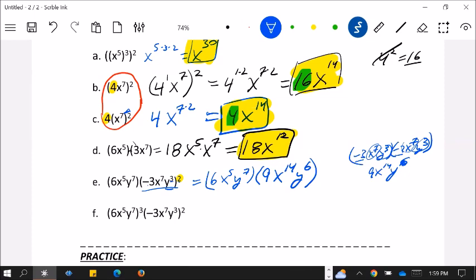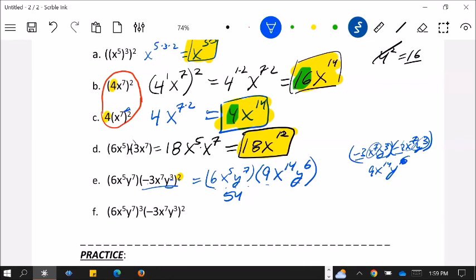All right. Now we would go one step further, and now we'll work with all of these. So we would do 6 times 9 to make it 54. And then the x's, 5 and 4, make 19, and the y's make 13.